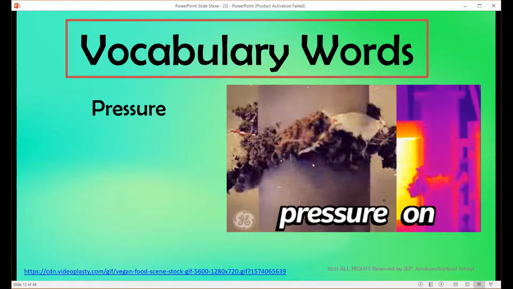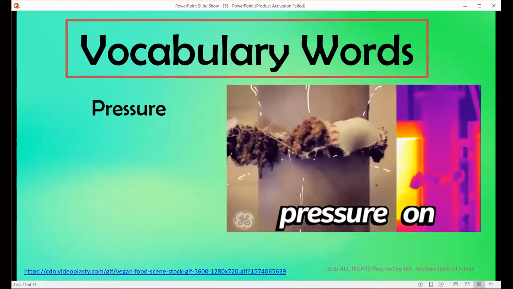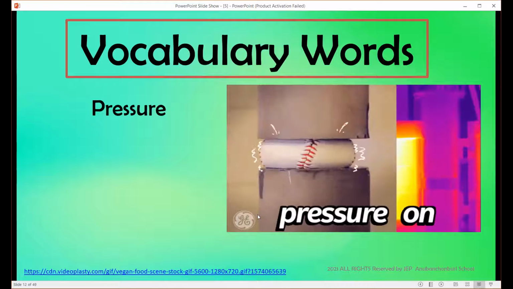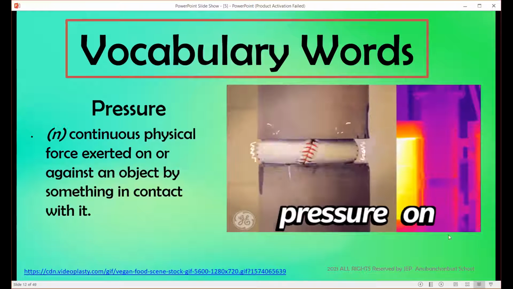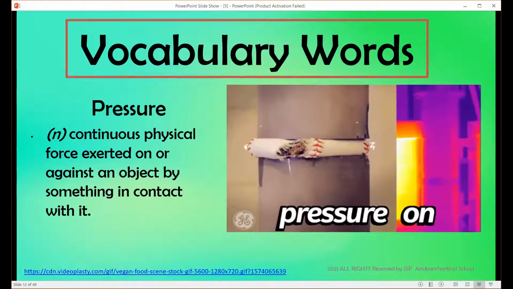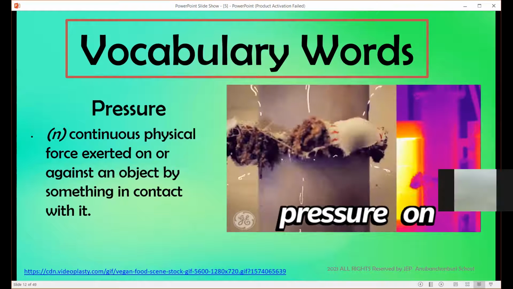The next word here is pressure. May I request Purama to read? Purama, can you read, please? Yes. Go.